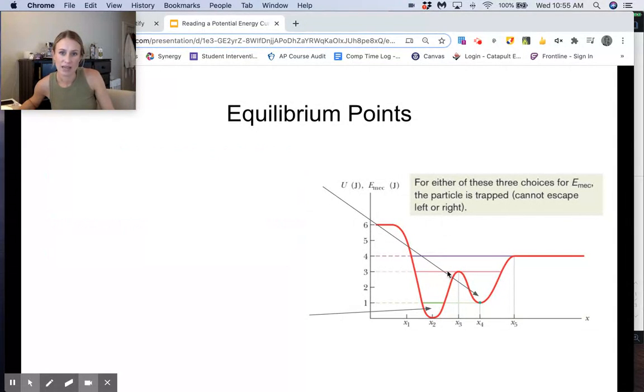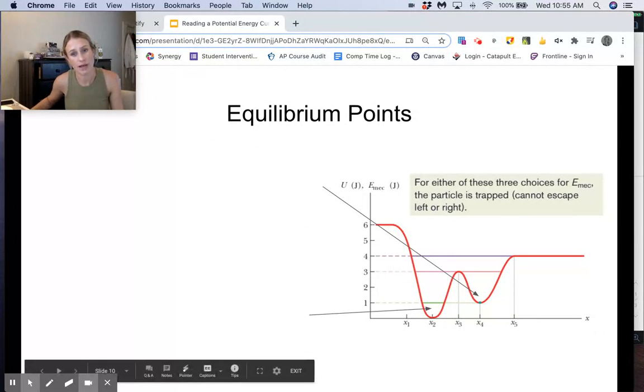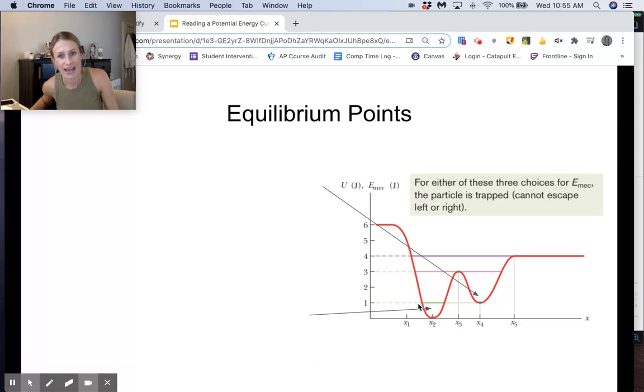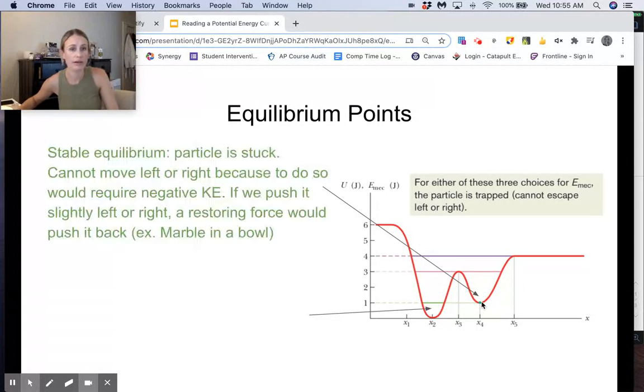Okay, and now for our last couple of examples, we have a total mechanical energy of 1 joule. So now we're drawing our horizontal line at this point right here, and we have 2 different equilibrium points. Our first one is at this point right here, x4. This is called a stable equilibrium. Here in a stable equilibrium, our particle is stuck. It can't move in either direction. It can't move left or right because to do so would require a negative kinetic energy. Again, we can't go above this total mechanical energy with our kinetic energy. If you push it slightly to the left or to the right, a restoring force would push it back. So this would be like a marble in a bowl.